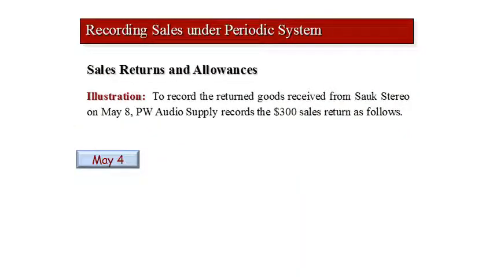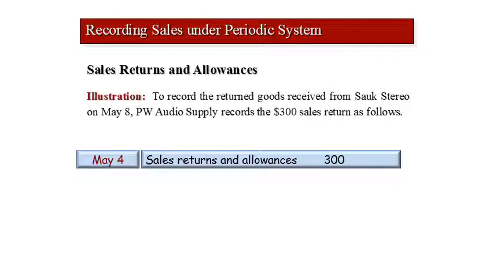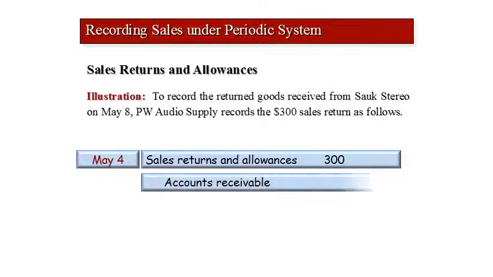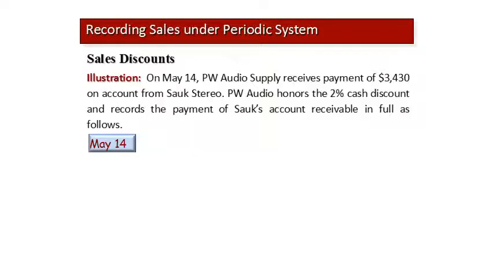What about the sales return and allowance? Sales return and allowance is the opposite of the sales. Sales was credit, so the sales return and allowance must be debit. So it will be sales return and allowance debit 300. Do not forget, if your sales are cash, sales return and allowance is cash. If your sales are credit, your sales return and allowance is credit, right? Here we were on credit, so the sales return and allowance is debit and accounts receivable credit. Our receivable amount will be decreased by the returns.